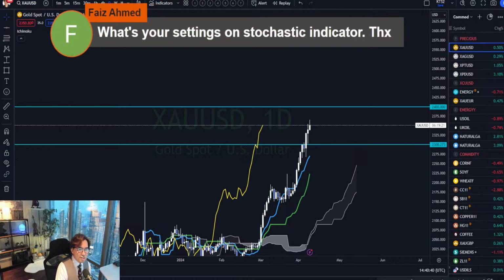Okay, Fai says, what is your settings on stochastic indicator? It's 30, 10, 10 is my setting. 30, 10, 10 is my stochastic setting.